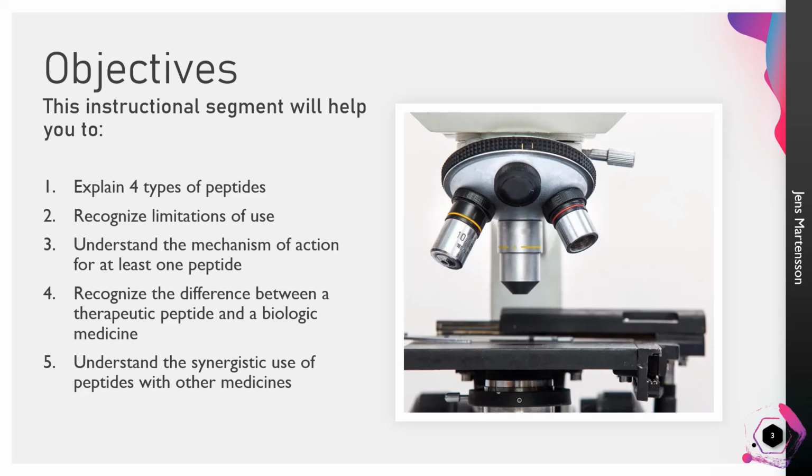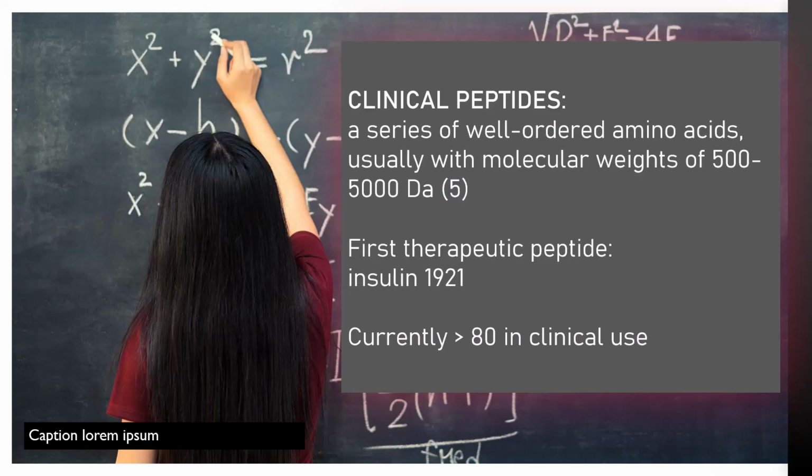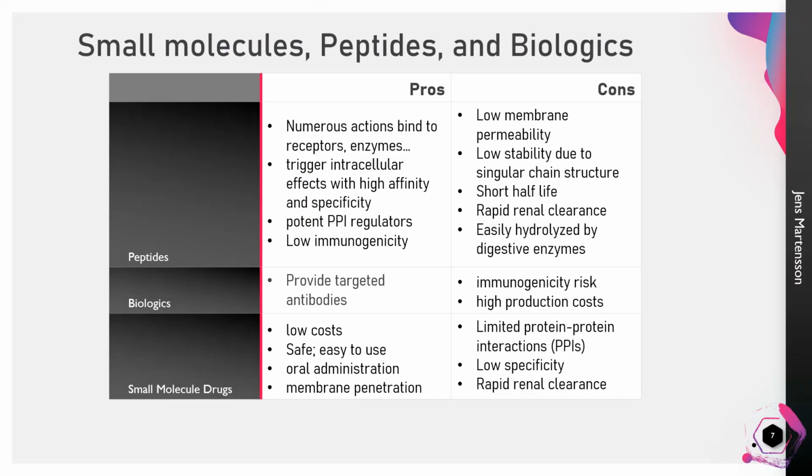And you will also understand the synergistic use of peptides with other medicines. As of right now, we have more than 80 peptides in clinical use. Now, there are 3 different types of peptide-ish molecules. Those would be small molecules, less than the 500 Daltons we saw with peptides, very agile and easy to use.